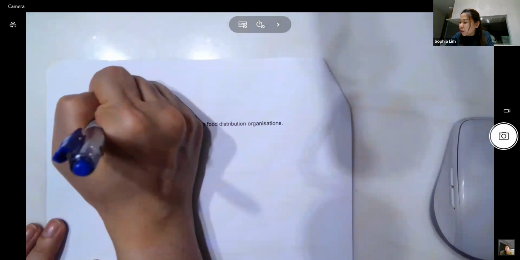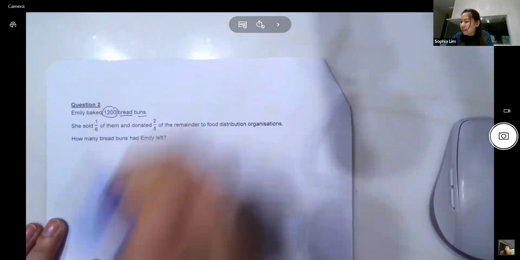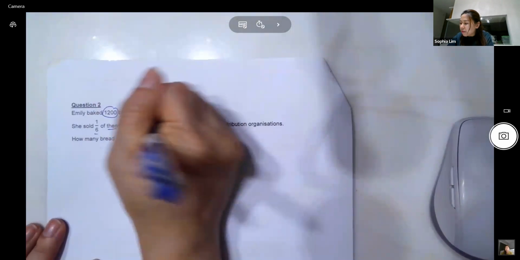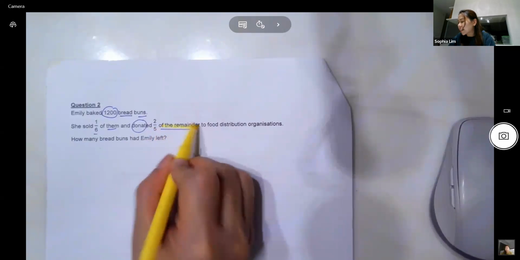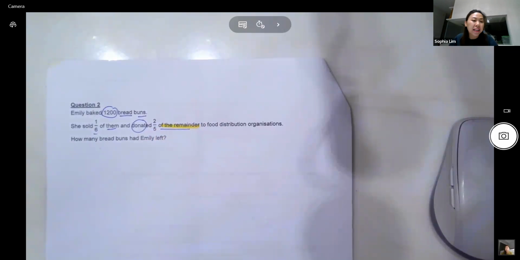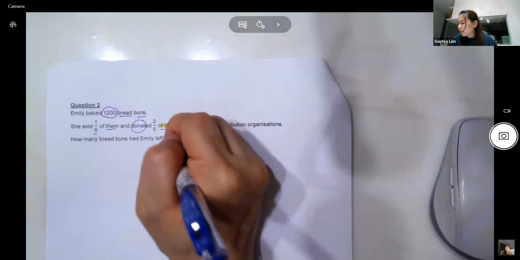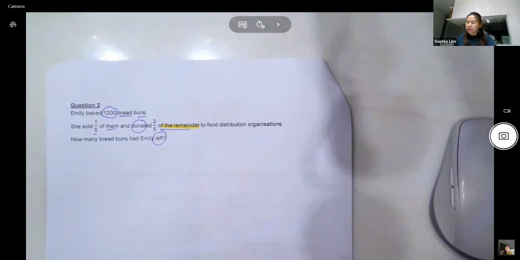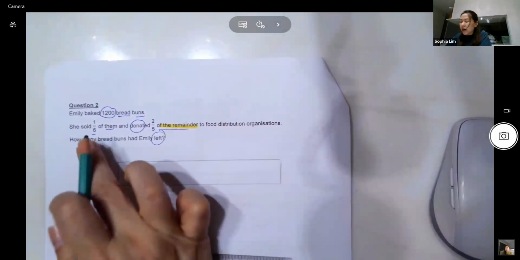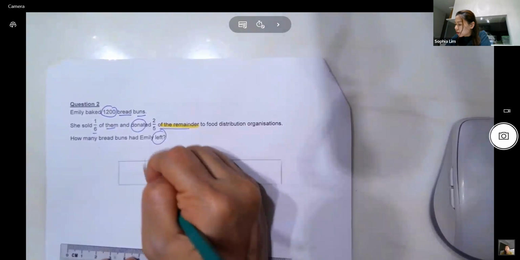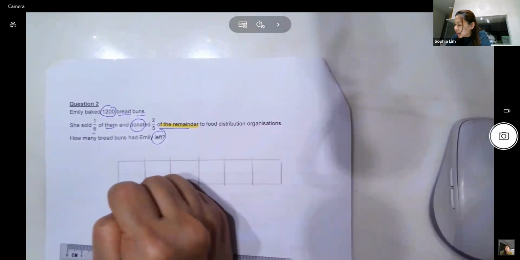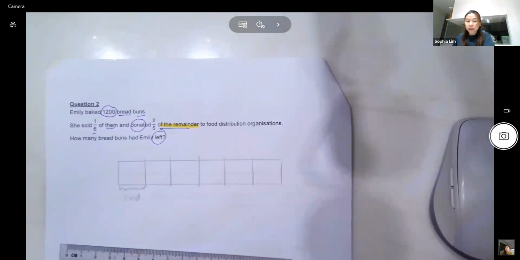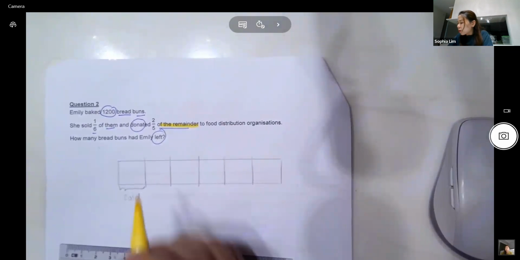Emily baked 1,200 bread buns. She sold 1/6 of them and donated 2/5 of the remainder to a food distribution organization. How many bread buns did Emily have left? So we are going to draw a model. Draw a big bar and cut it into 6 equal parts and label one part as sold. The rest will be the remainder.